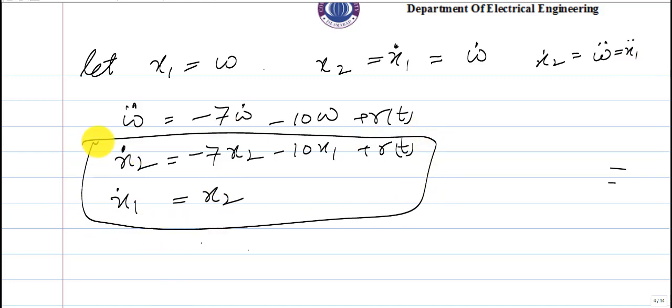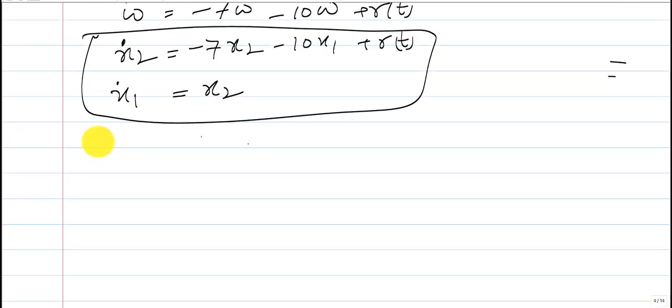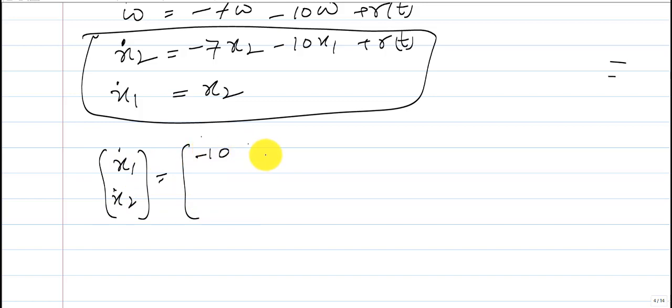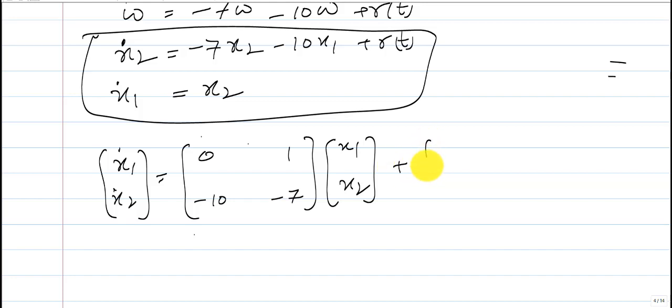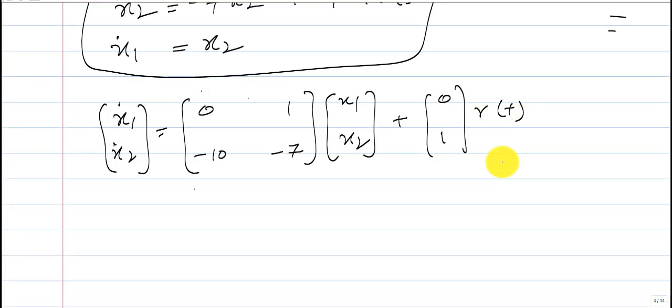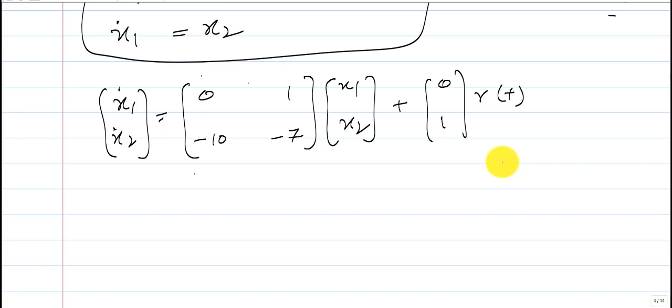Now we have these two equations, so we will write them in matrix form. x1 dot, x2 dot is equal to [0 1; minus 10 minus 7] times [x1; x2] plus [0; 1] times R(t). Okay, so now we have the state-space system from the transfer function.